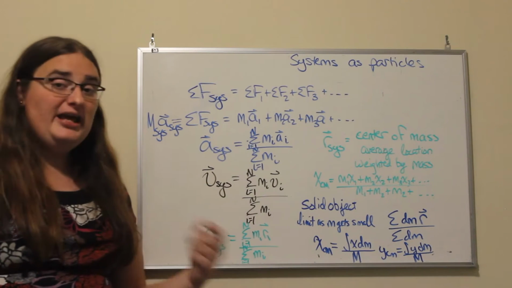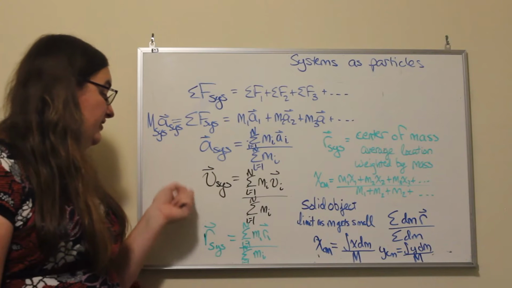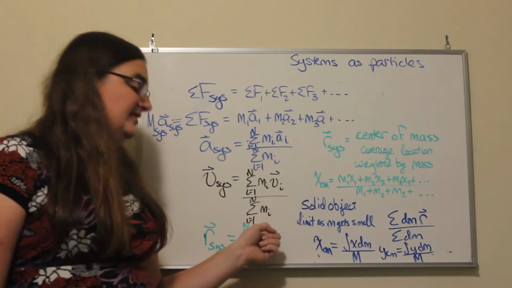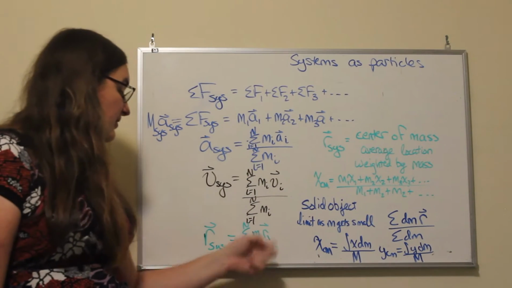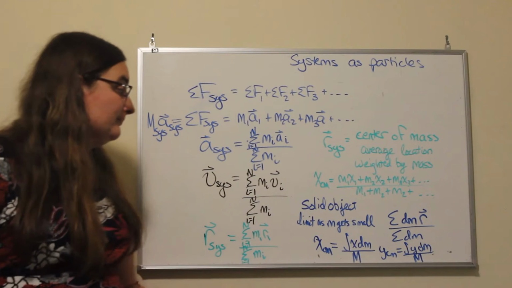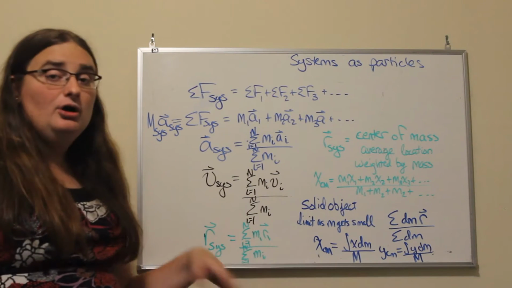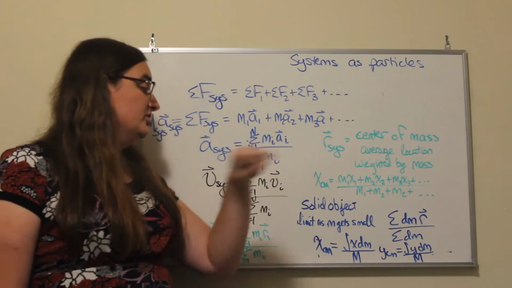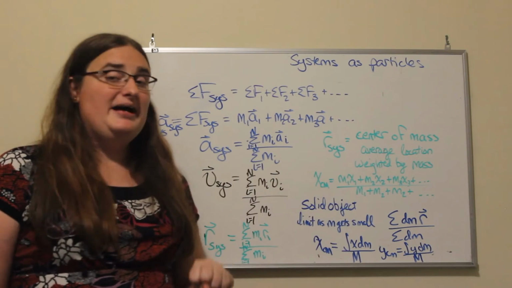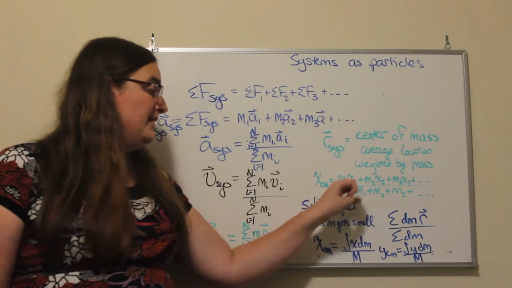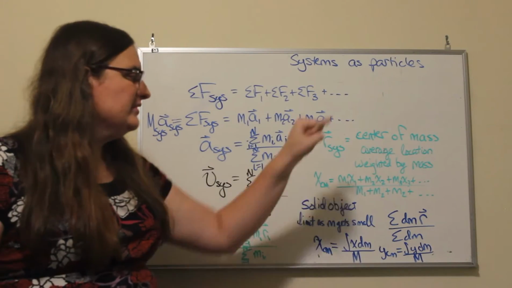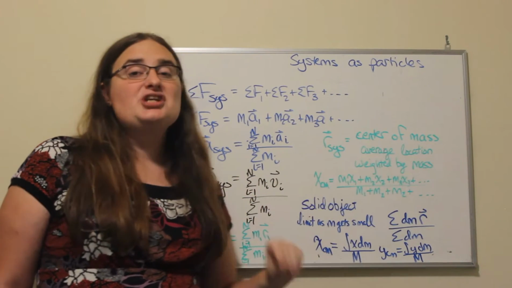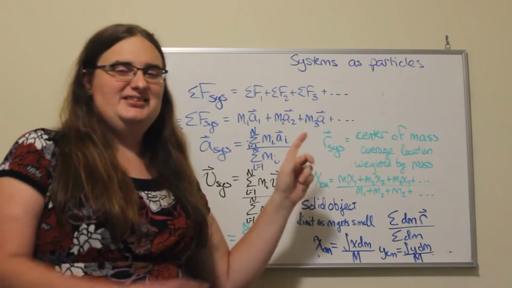And to talk about the location of our system, I integrate both sides again, and that gives me the sum of each mass times the location of that mass divided by the sum of all of the masses. If we break this up coordinate by coordinate, that allows us to calculate the location of the center of mass on the x-axis. It would be the mass of 1 times the x-coordinate of object 1, mass of 2 times x-coordinate of object 2, mass of 3 times x-coordinate of object 3. We're weighting the location of each object in our system by the mass, statistically weighting.